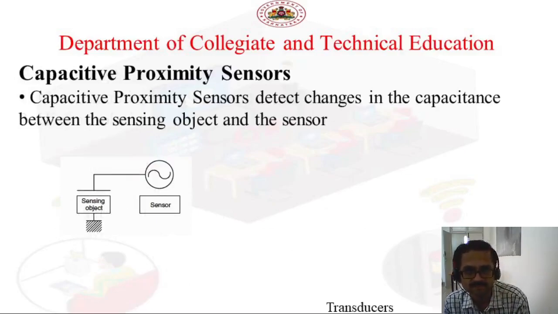Capacitive proximity sensor, so this is another proximity sensor. It employs the principle of a capacitor. What is a capacitive sensor? A capacitive proximity sensor detects the changes in capacitance between the sensing object and the sensor. So with capacitive, you can detect both conductive and non-conductive things also.